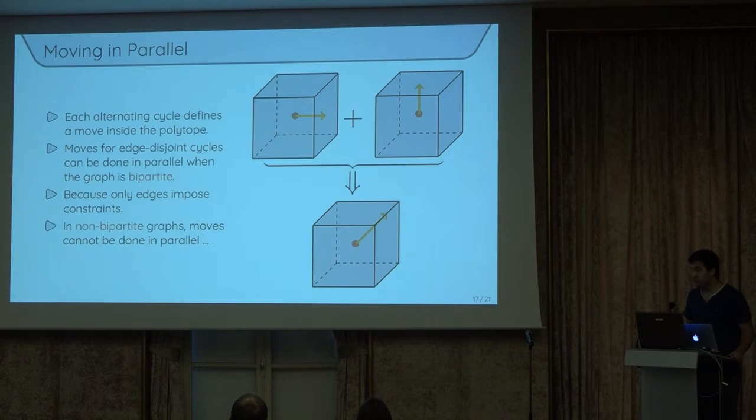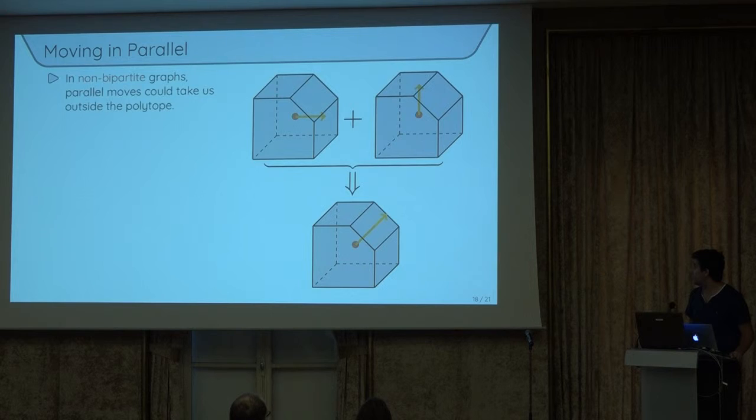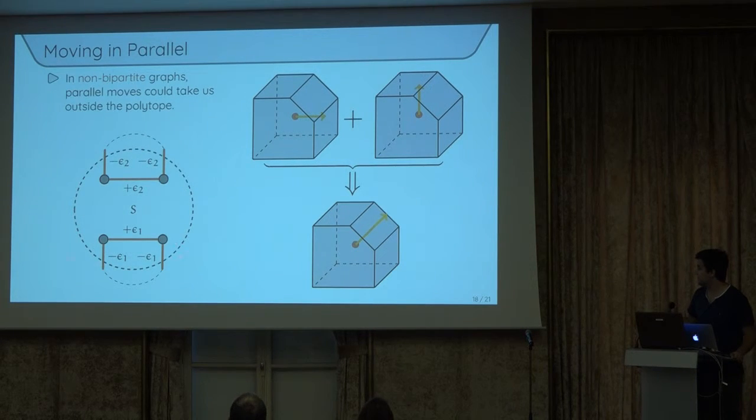But then in non-bipartite graphs, the situation is more complicated. The polytope looks more like this. Okay? So this is like one of the constraints coming from the odd sets. So now if you do the parallel moves, you might actually go outside the polytope. Okay? So here is a picture of this. There is an odd set which is interacting with two different even cycles. So each one of them is allowed to move by up to some epsilon, but both of them cannot move by the same epsilon at the same time.